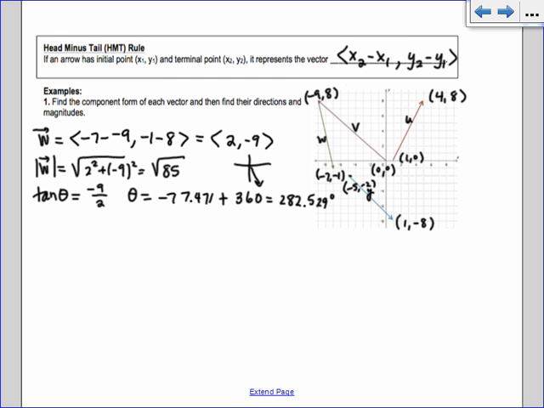Okay, so obviously this is a lot of work to find it for each of these, so we'll just find that for W. The rest of them we'll just find the component forms. So component forms means the x and the y coordinates when it's set up as a vector. Okay, so if I find V, this one does start at 0, 0, so it's just negative 9 comma 8. And then U is going to be 4 minus 1, 8 minus 0. So it's 3 comma 8.